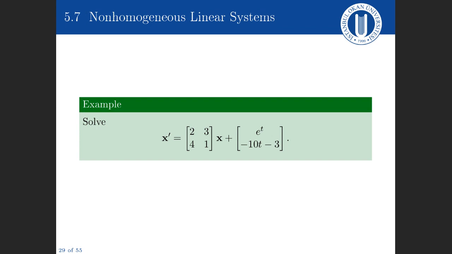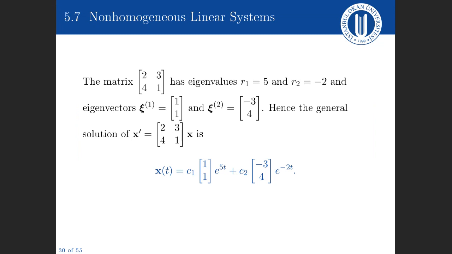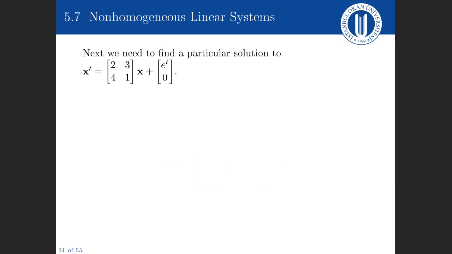Solve x prime is equal to 2, 3, 4, 1 x plus e to the power t, minus 10t minus 3. We need the eigenvalues and the eigenvectors. As soon as we know those, we can write down the general solution to the homogeneous linear system. I'll skip ahead because you know how to do this. Next, we need to find a particular solution to the non-homogeneous equation. So what we do is, I'm getting ahead of myself.